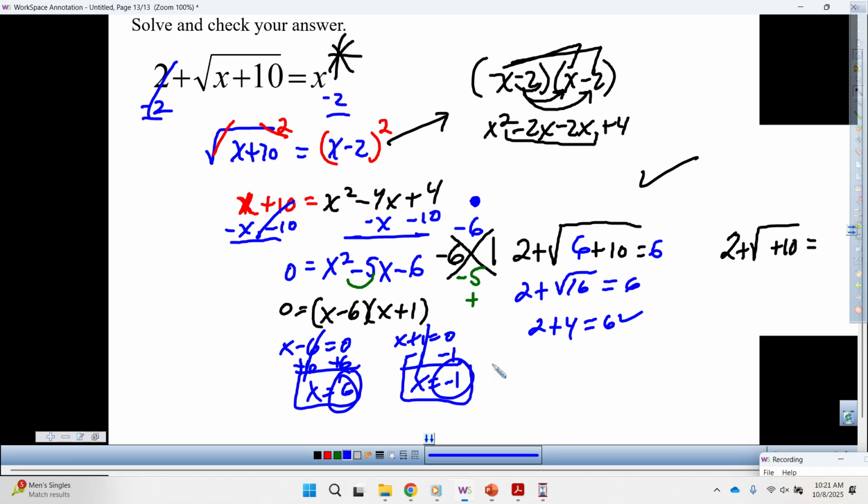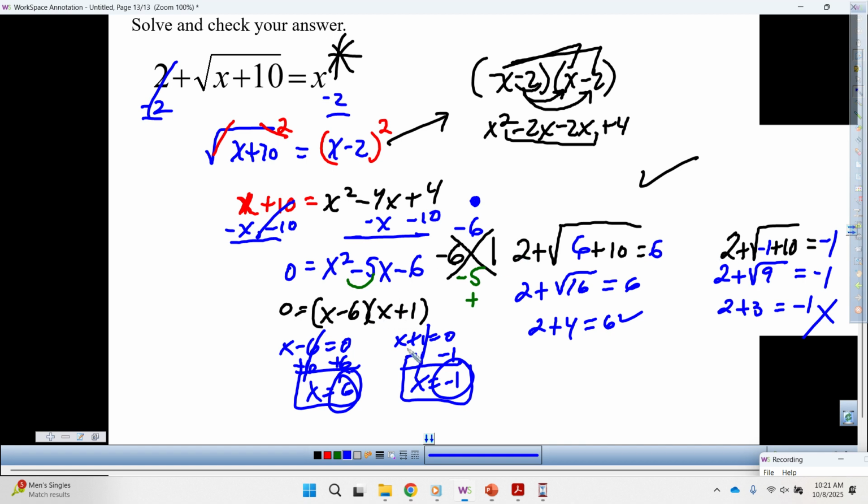Next value, negative 1. So, 2 plus, what is negative 1 plus 10? What is it? 9 equals negative 1. Did I make a mistake? I think so, right? Let's double check. So then we got square root of 9 is 3. So 2 plus 3 equals negative 1. Is that correct? No. What did I do? Where at?